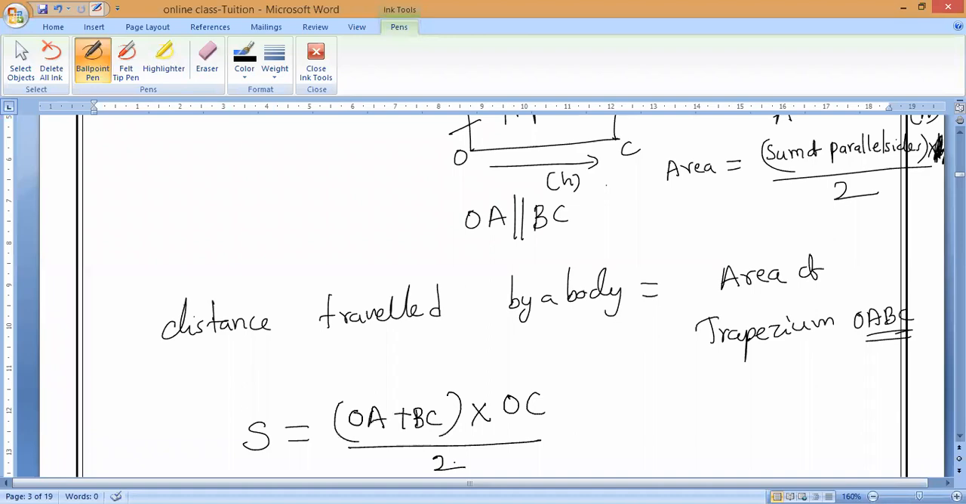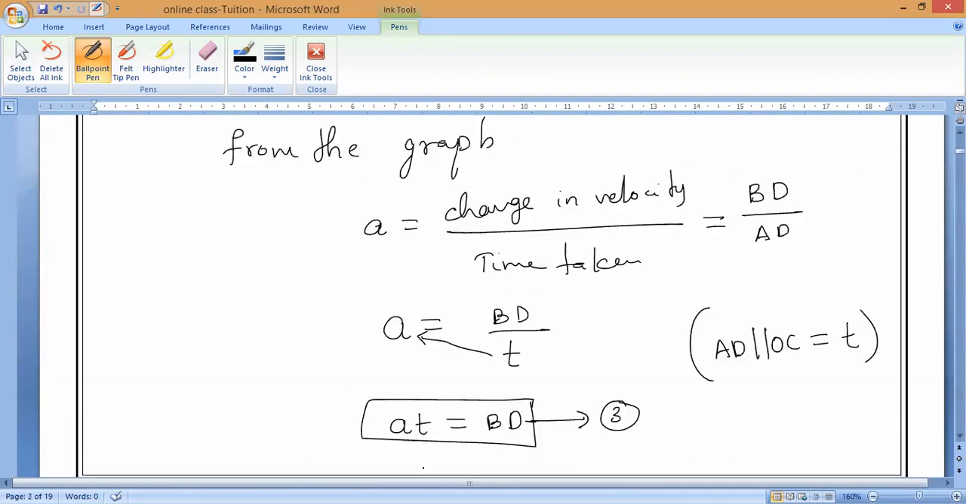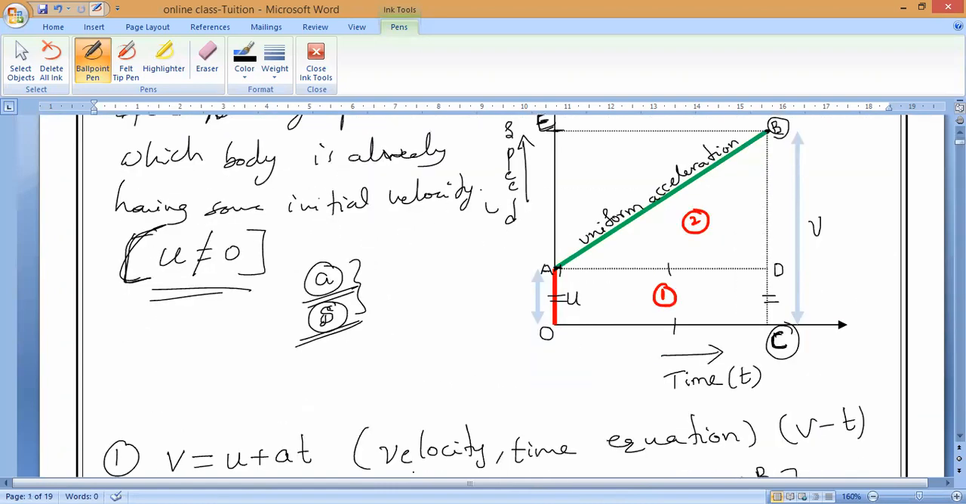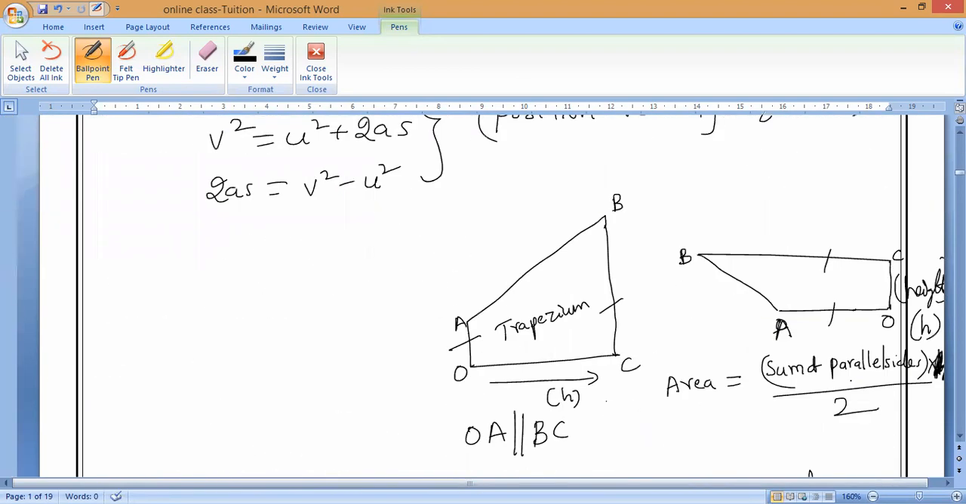Now, from the graph, what is OA? Check the graph. OA is U, the initial velocity. BC is the final velocity. OC is what? Time. So now, please respond to me and tell me.